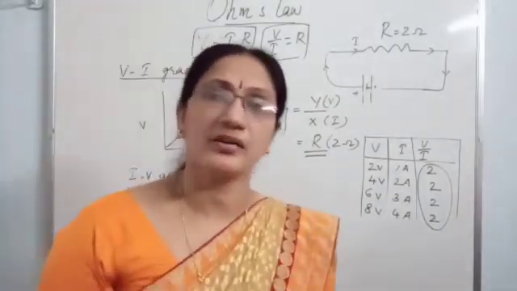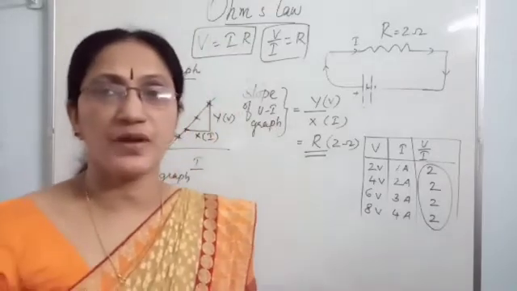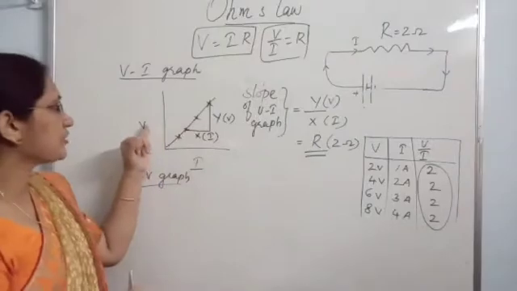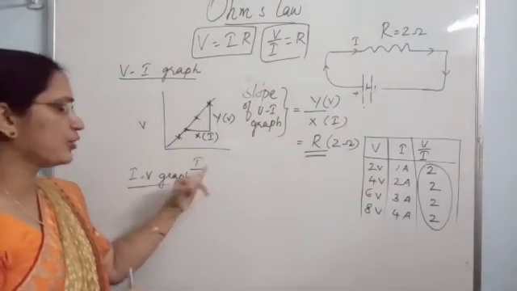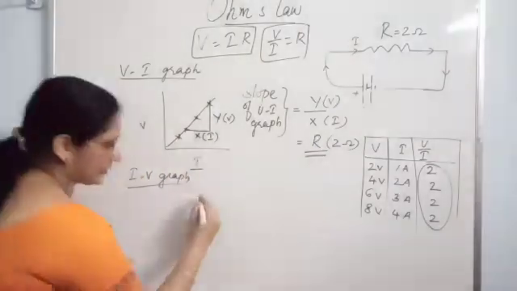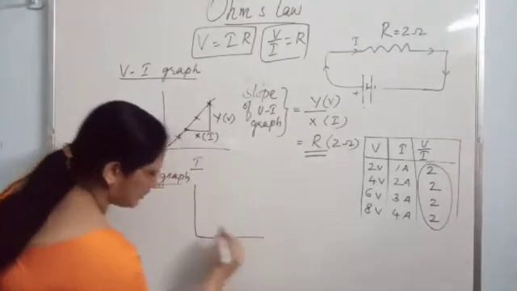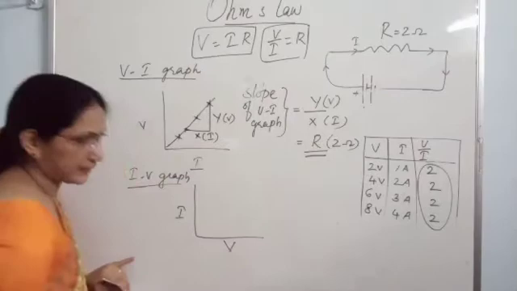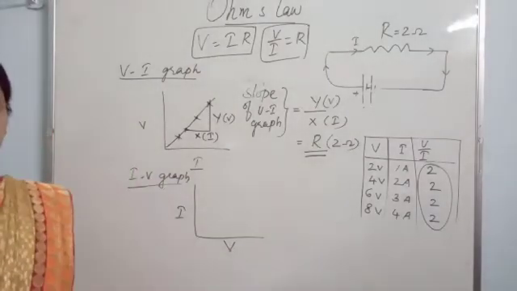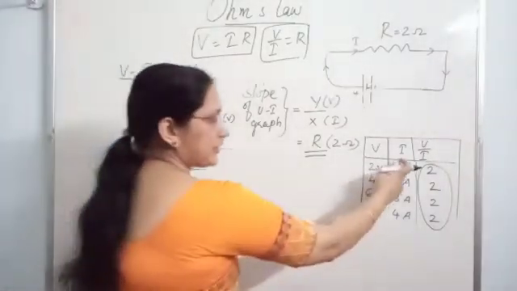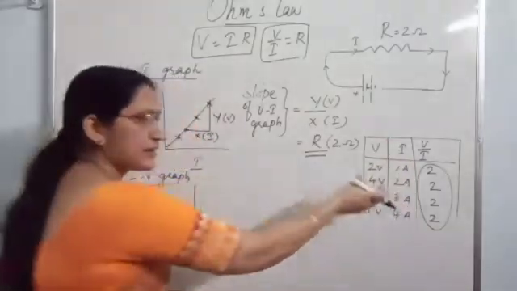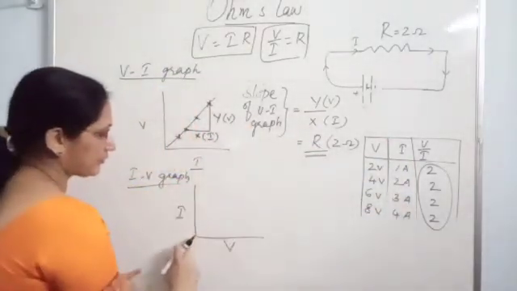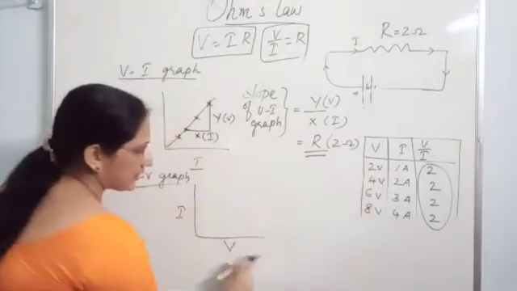We can draw IV graph also. VI graph and IV graph are different. VI graph means V on y-axis, I on x-axis. In IV graph, just opposite, we will plot I on y-axis and V on x-axis. This is IV graph. So with the IV graph, the same readings you have to plot on different axes. I you have to plot on y-axis and V on x-axis.